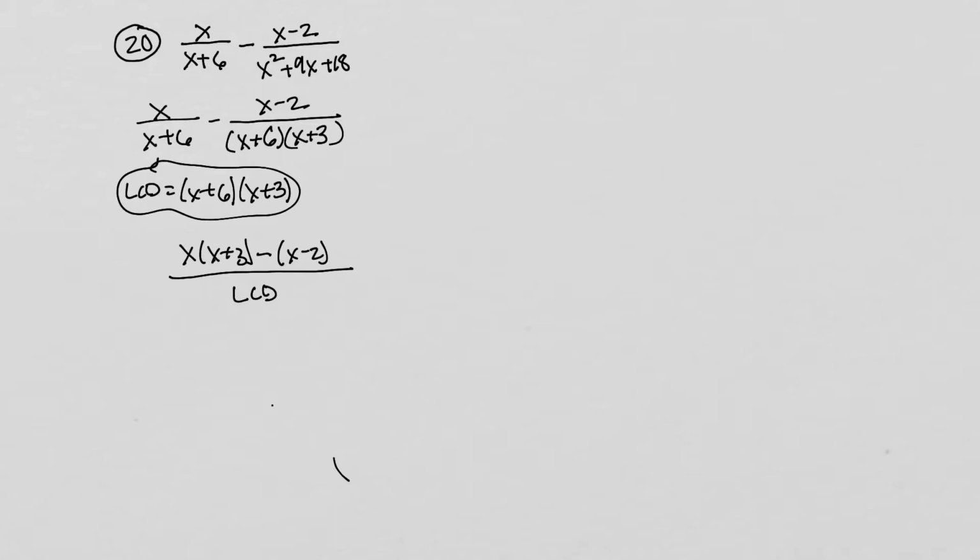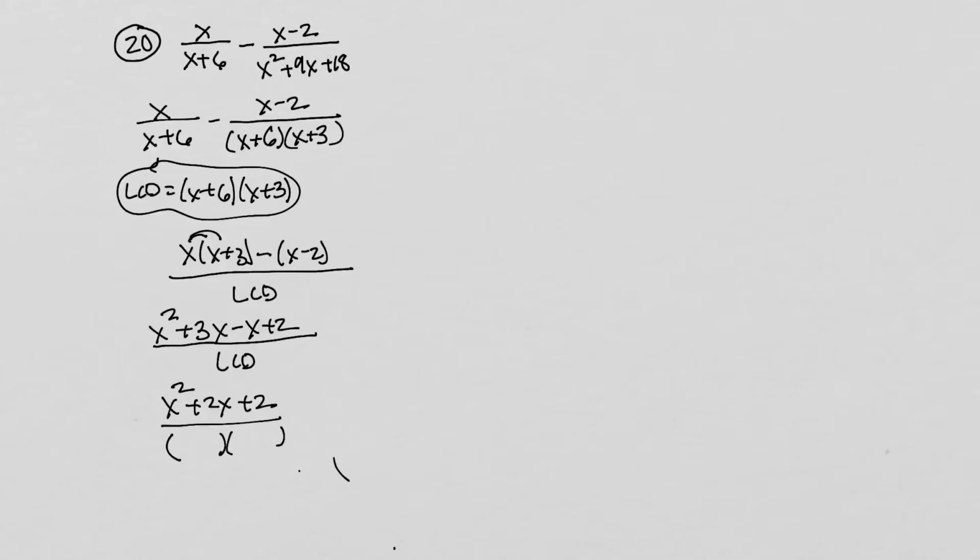Now let's multiply through here. So multiply through, we're going to get x squared plus 3x. Remove that parentheses, minus x plus 2. Now because I can still do something on the top here, I'm still going to write LCD on the bottom. And now let's combine some terms on the top here. We're going to get x squared, and then what have we got here? We've got 3x minus x, that's a 2x, and then plus 2, and that's all over the LCD. Now I can't do anything more to that top, so I think we're done here.